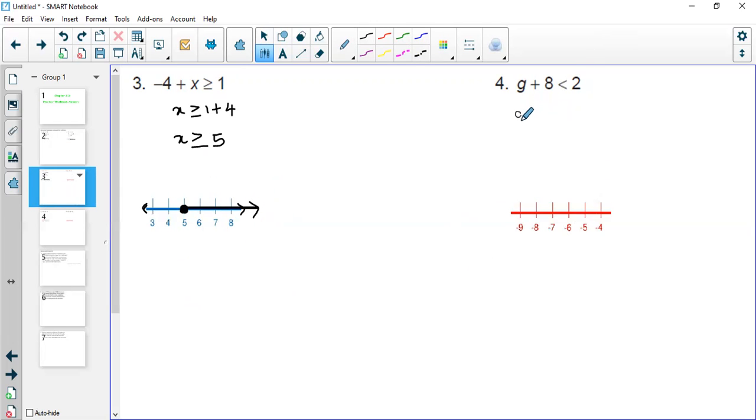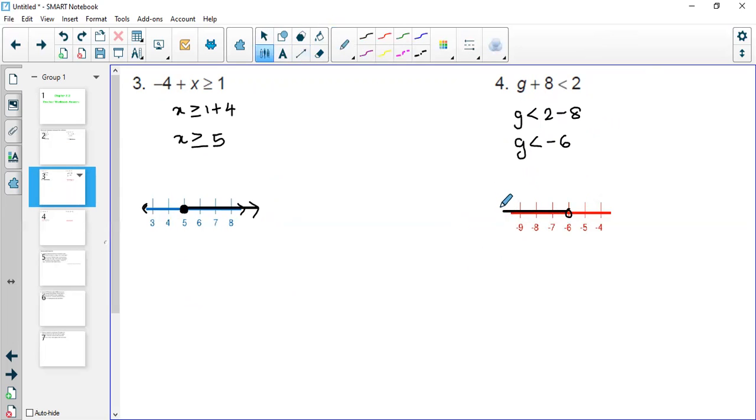Well, for this, the solution can be done mentally. This is 2 minus 8, which means g is less than negative 6. I hope you don't even need to do these steps, as you might be able to do them mentally now. So g is less than negative 6. So I start with negative 6. I do not shade because it doesn't say equal to, so negative 6 cannot be a solution. It goes to the left, which means I go to the left too.